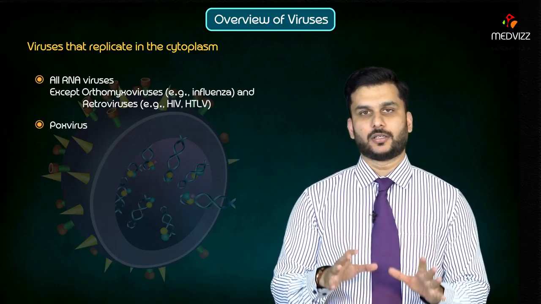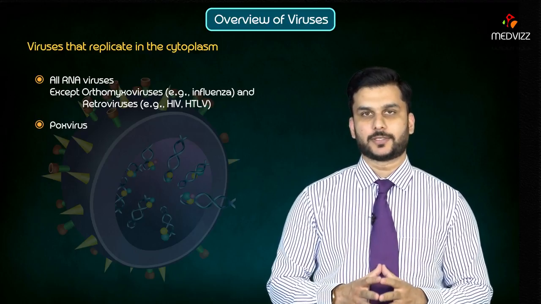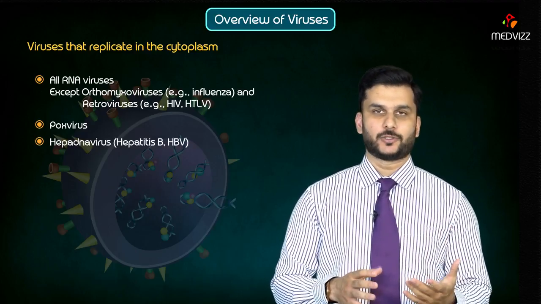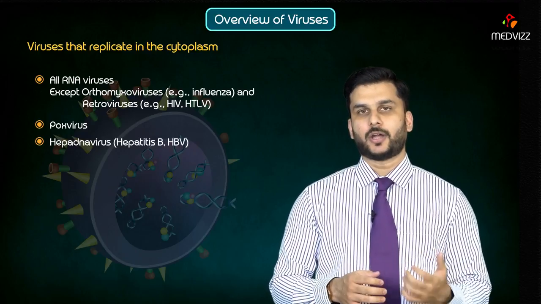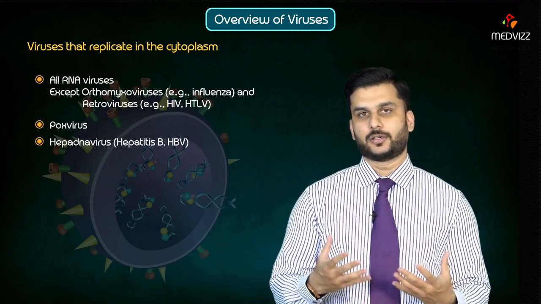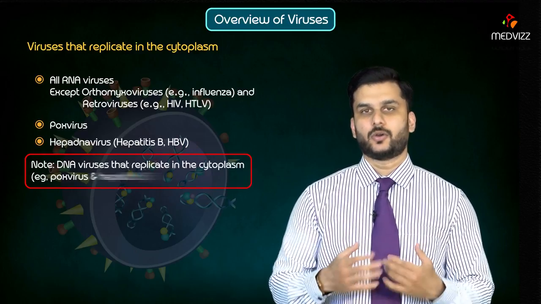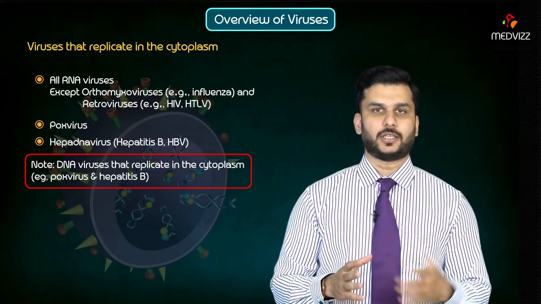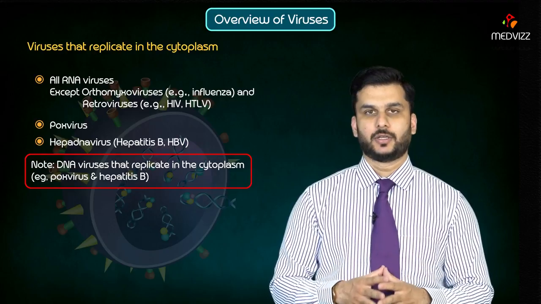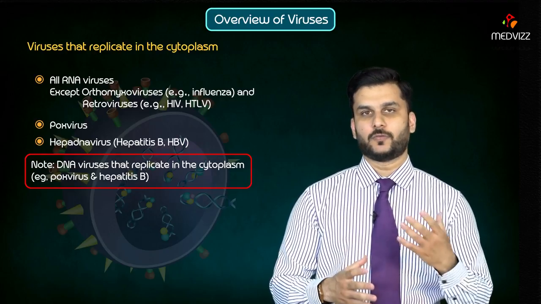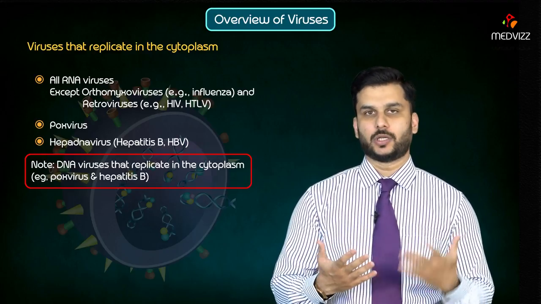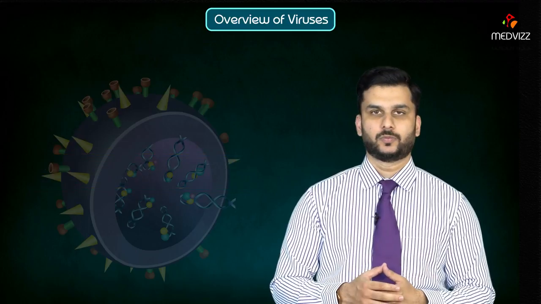The pox virus. The replication occurs entirely within the cytoplasm. Hepatitis B virus, or HBV. Part of the replication cycle occurs in the cytoplasm. The remainder occurs in the nucleus. Note, the DNA viruses that replicate in the cytoplasm are pox virus and hepatitis B virus. They must carry their own viral DNA polymerase, that is, they cannot simply encode a DNA polymerase in their genome.